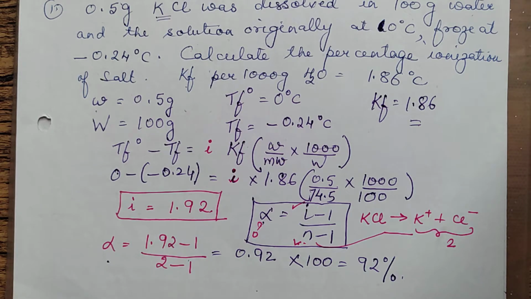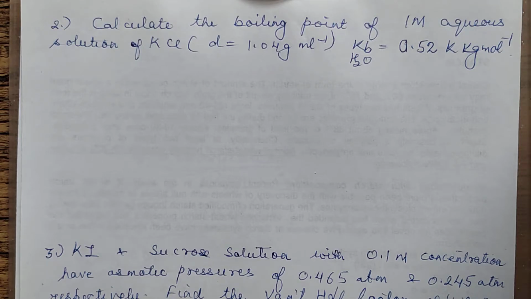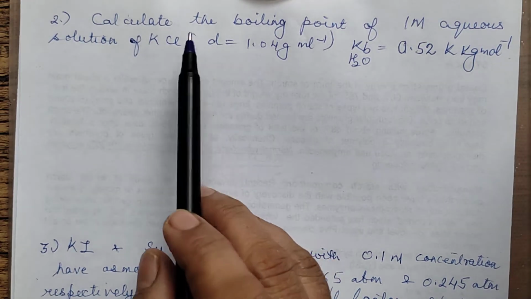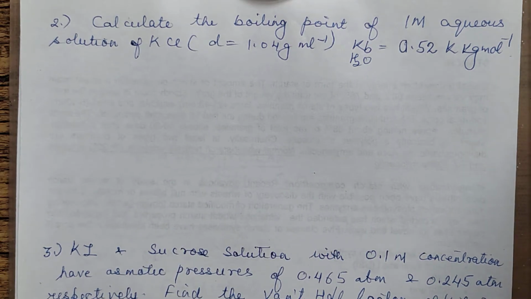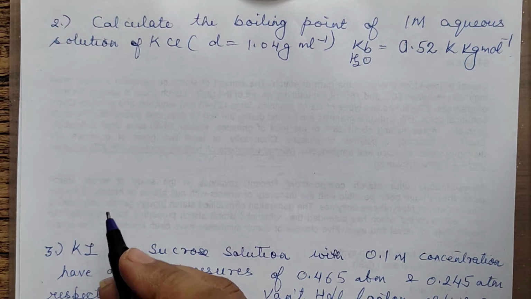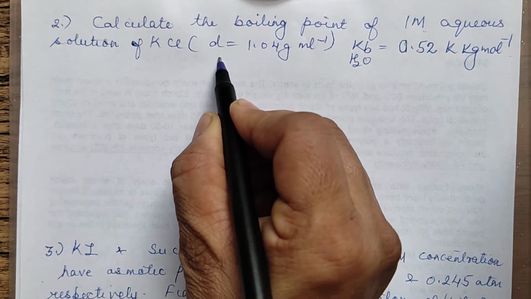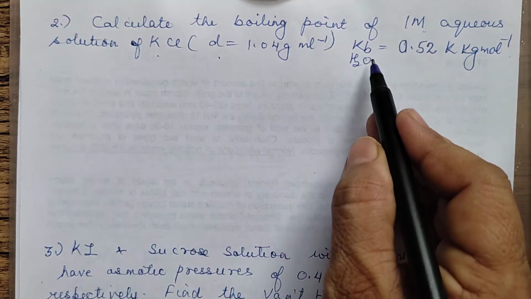Clear? So now please, the whole question is there on your screen. You can note down and practice it once again. We'll go to the next question now. Now let's move on to the next question. The question says, calculate the boiling point of 1 molar aqueous solution. Okay, 1 molar, capital M is given, density is given, it's an ionic compound, Kb is given.